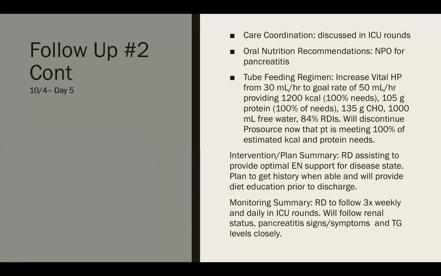Discuss the patient in ICU rounds. Patient is still NPO for pancreatitis. We are going to increase the patient to her goal rate of 50 mils per hour, and that'll provide 1,200 calories, 105 grams of protein, and 135 grams of carbohydrate, 1,000 milliliters of free water, and 84% of her RDIs. We'll discontinue the ProSource now that the patient's meeting 100% of her estimated calorie and protein needs.